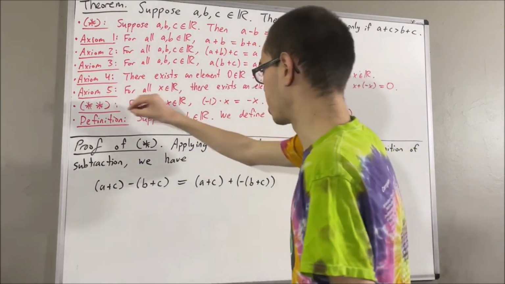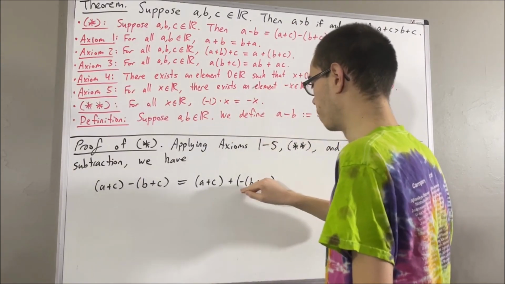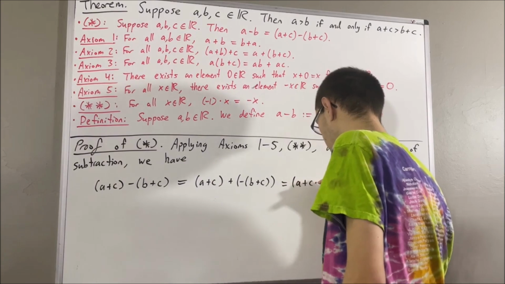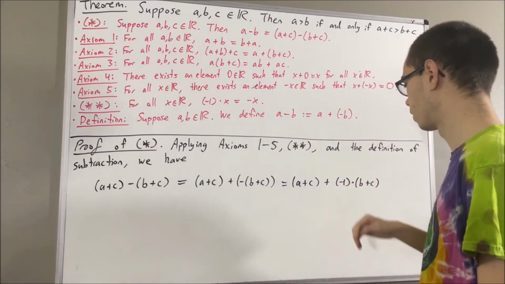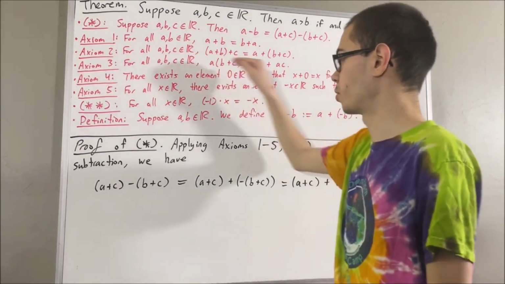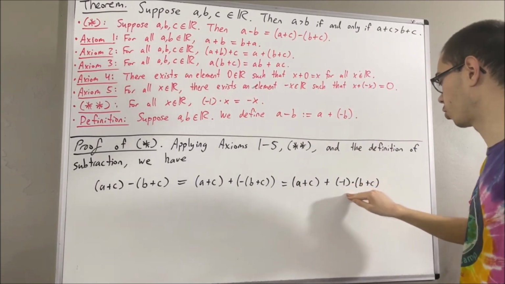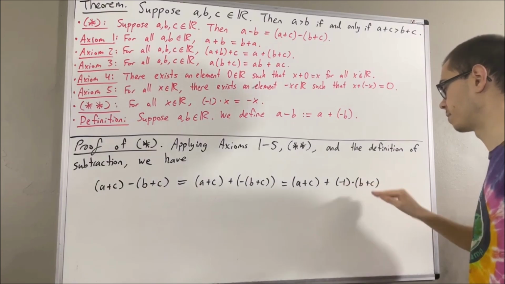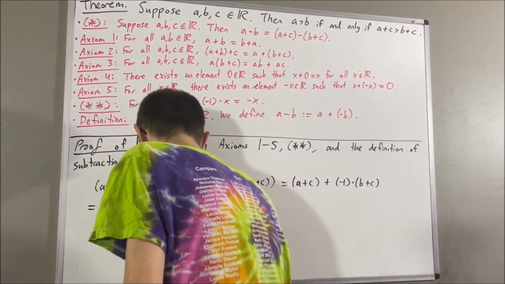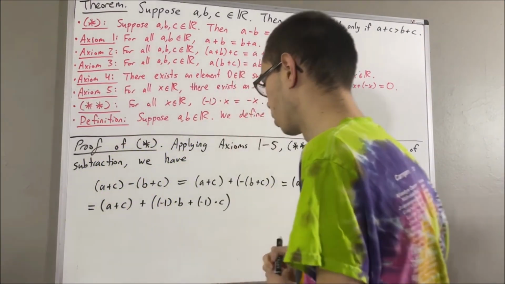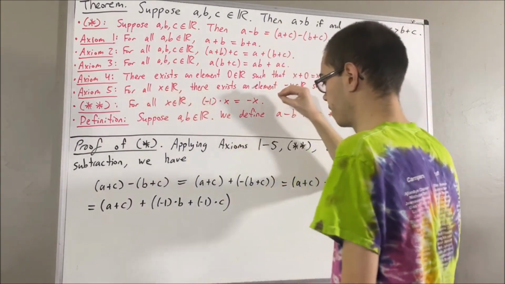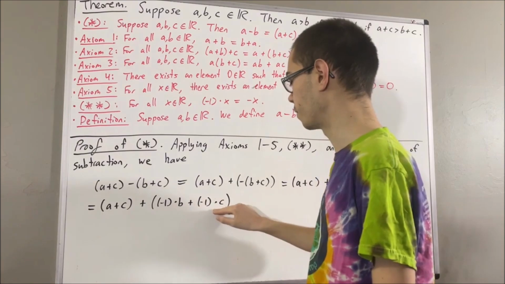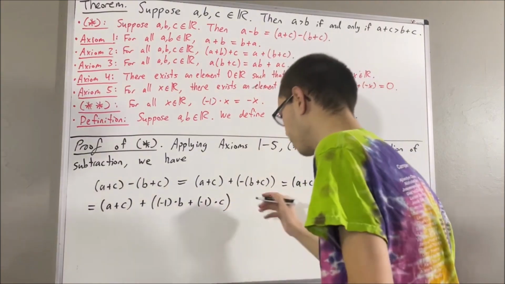Then, by star star, the negative of (B plus C) is equal to negative 1 times (B plus C). And then, applying axiom 3, if we distribute negative 1 across this parentheses, we get negative 1 times B plus negative 1 times C. But then, by star star again, negative 1 times B is equal to the negative of B, and negative 1 times C is equal to the negative of C.